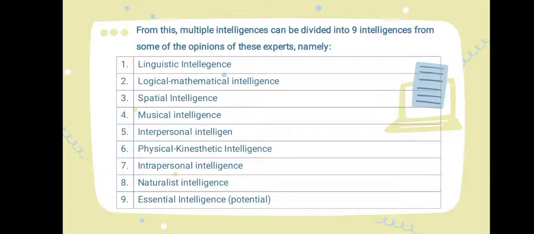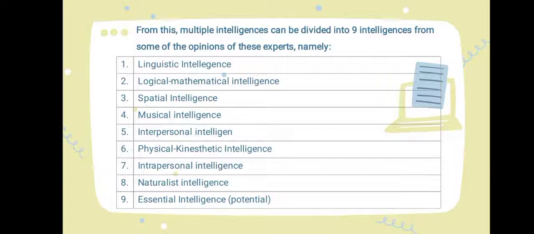And the next is interpersonal intelligence, the ability to recognize, respect, and compare with the feelings, beliefs, and intentions of others. And then physical kinesthetic intelligence is the ability to use all or part of the body to solve problems or fashion products, usually used in athletic activities, dancing, acting, and making handicrafts. And then intrapersonal intelligence is the ability to understand, recognize oneself, including emotion, desire, strength, and vulnerabilities.